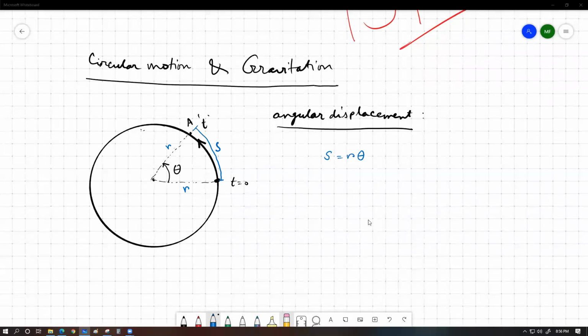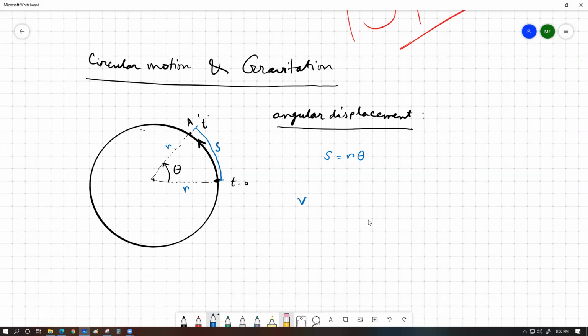So S equals R theta is the basic definition, and theta in this case is the angular displacement. Now there is another thing I'll show you: we can write velocity as S over T, the actual displacement. Actually it's a curved displacement, so I can say this is actually the distance covered. So the speed of the object can be given by S over T.